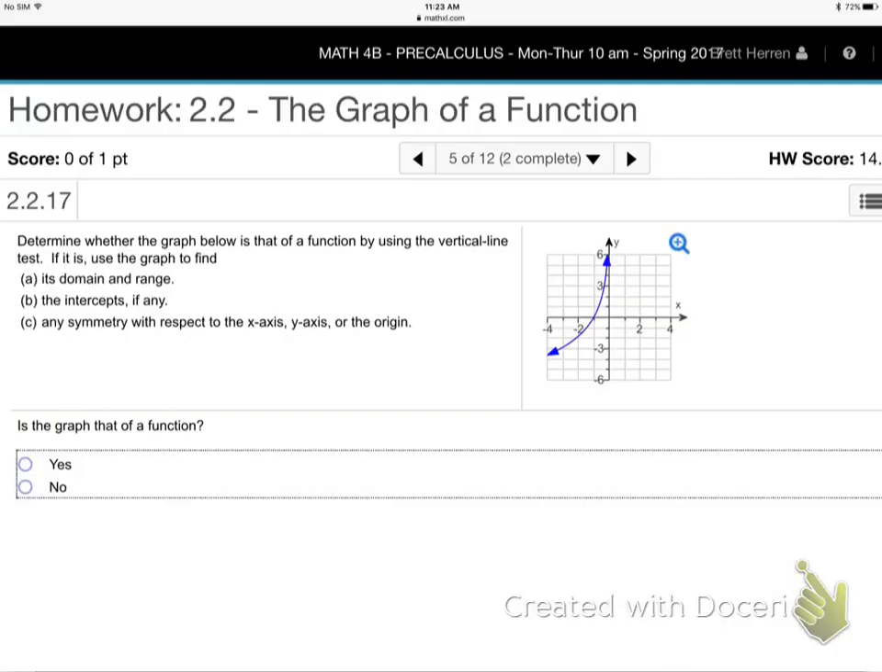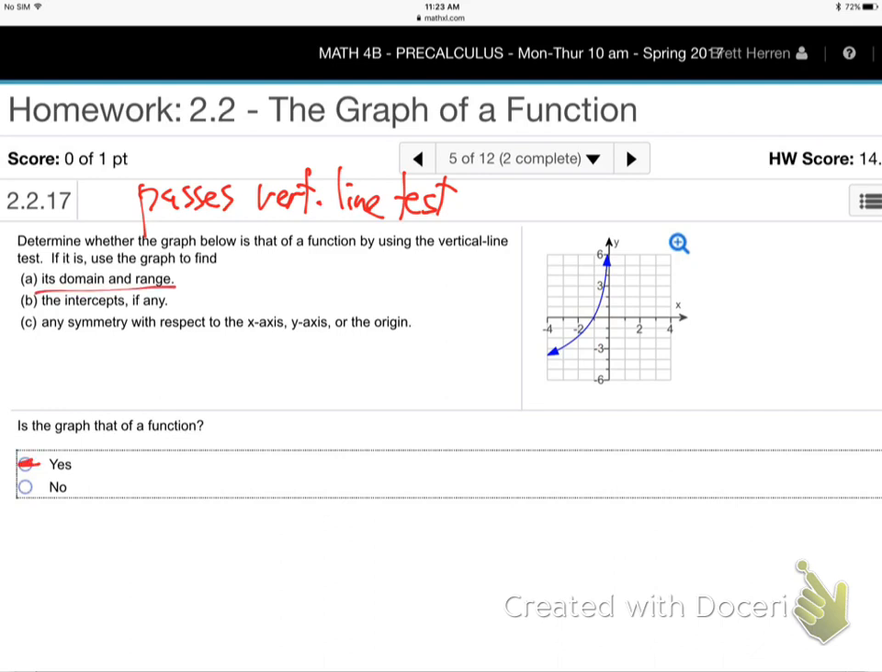Okay, so again, that one is a function. Every vertical line here hits only one point, not two. So it passes the vertical line test. You don't want vertical lines hitting two points. So that's good, it's a function. So then we have to answer the rest of the questions. Yes, it's a function. So now, what's the domain and the range?